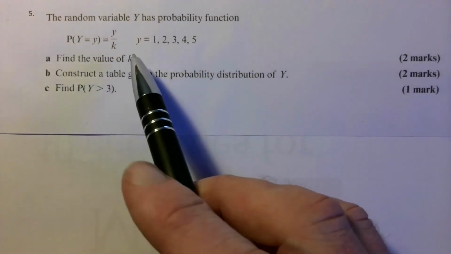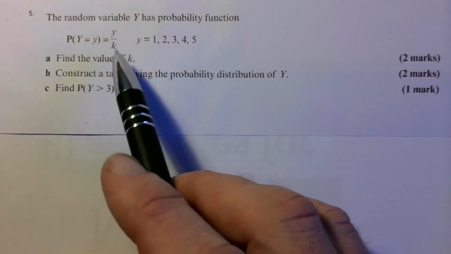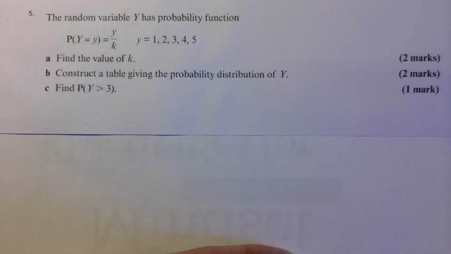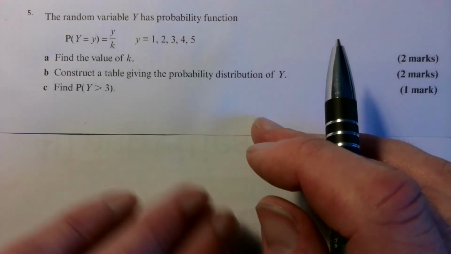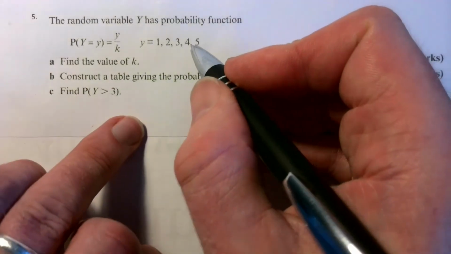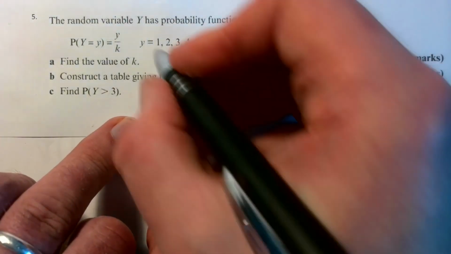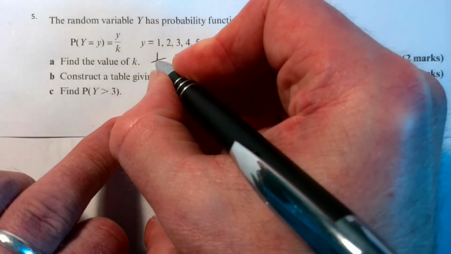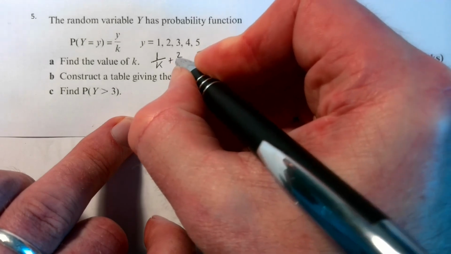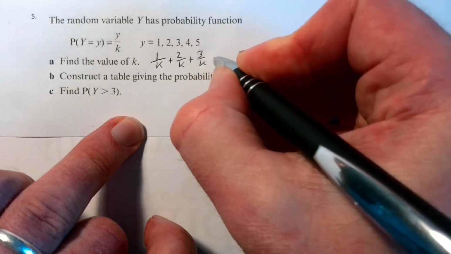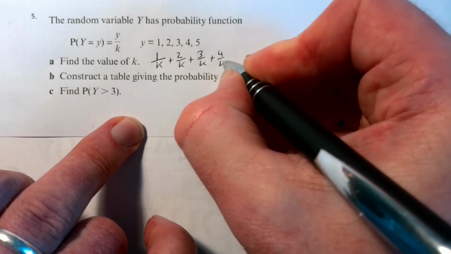Right, okay, so what we've got with a probability function is all of these are going to be all the different things that can happen. So in order to find out the value of k, since this is how you define the probability, all the 5 things are the only things that can happen. So the probability of getting a 1 is going to be 1 out of k, and a 2 will be 2 over k, 3 will be 3 over k, 4 will be 4 over k, and 5 will be 5 over k.